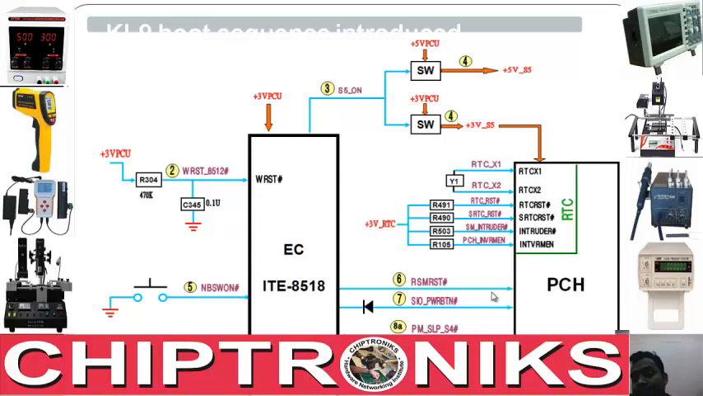So this is the sixth step. After getting RSMRST, and another signal is generated, SIO_POWER_BUTTON. After getting these two signals, the PCH will generate two more signals to the IO controller: PM_SLP_S4 and SIO_SLP_S3.